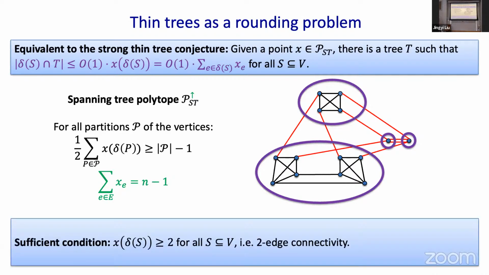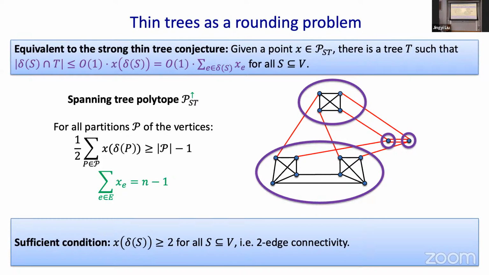And you can notice that a sufficient condition for being in the dominant of this polytope is that every cut has at least 2 edges crossing it. Because if you look at the left-hand side here, this is just going to sum over all the partitions. So this is going to be the size of P times 2, divided by 2, which will sum to P. And this is at least the size of P minus 1. So it's enough to get in the dominant just to satisfy this condition that every cut has at least 2 edges crossing it.